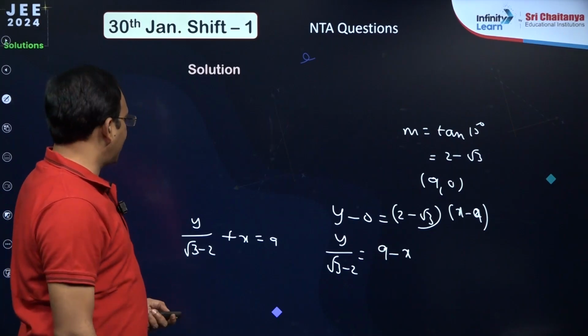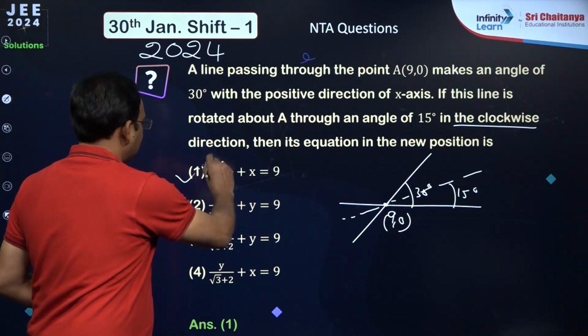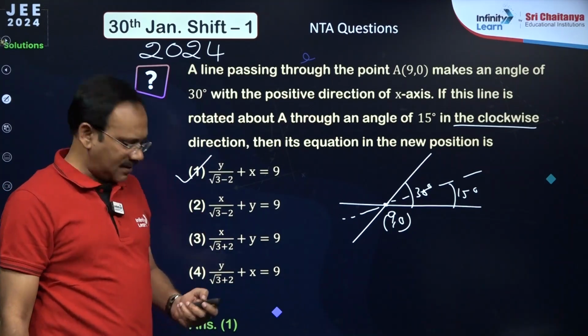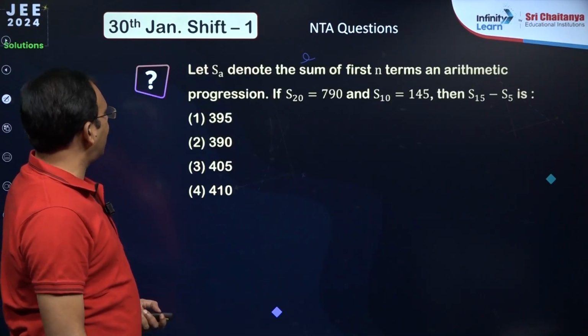The options are given of this kind, my dear friends. y by root 3 minus 2 plus x is equal to 9. That's all, a simple question. Next, my dear friends, you just see that's what it is given here.